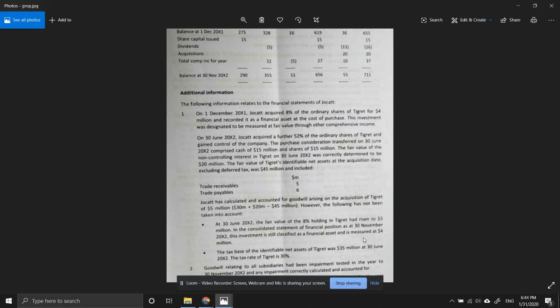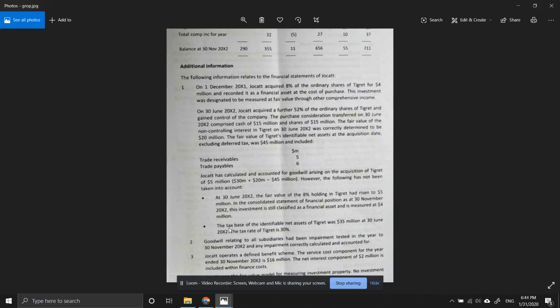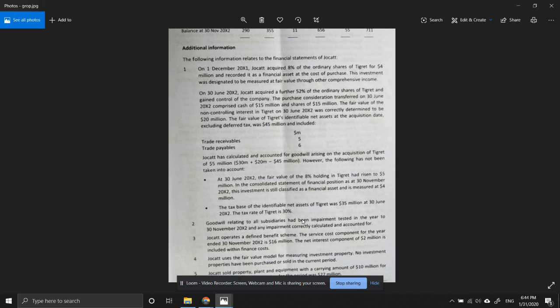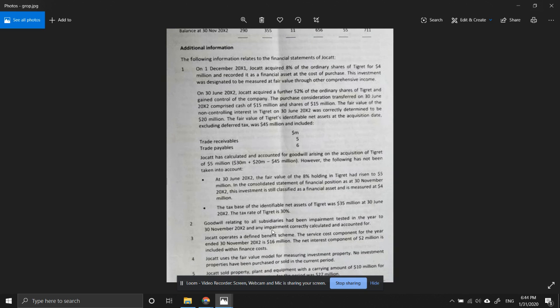Okay, so this should be derecognized as a financial asset because now it is a subsidiary. The tax base of net identifiable assets was 35 million. So we'll look at the difference between net assets and then figure it out. Okay, the tax rate is also there, and goodwill relating to all subsidiaries had been impaired and tested in the year 30th November 20x2, and any impairment correctly calculated and accounted for.